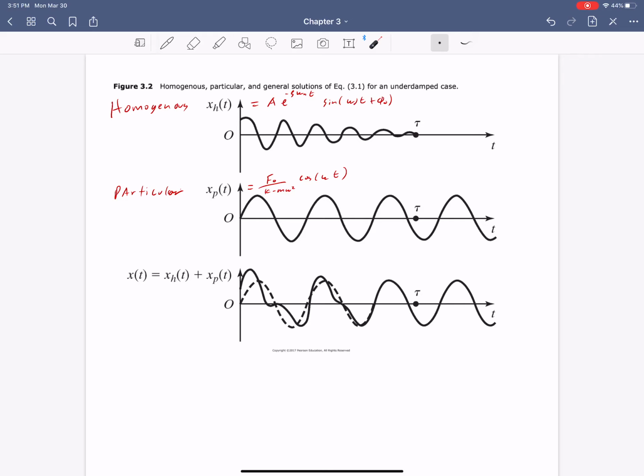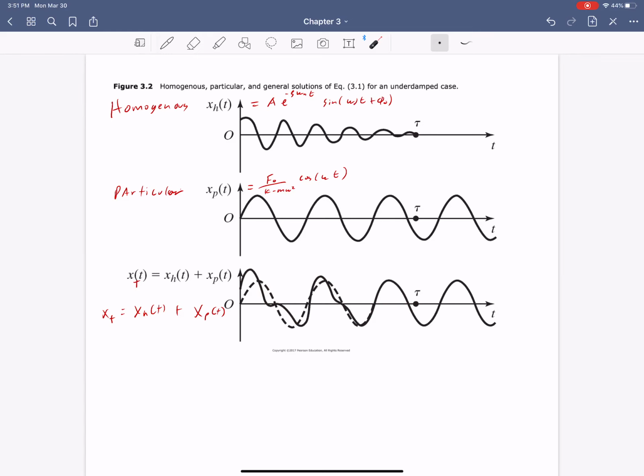Now, your actual position, your actual solution, and what's called the total solution, x of t, is equal to the homogeneous solution, x_h of t, plus the particular solution. It's the principle of superposition. And what you can see is this solution right here in dashed added on top of the homogeneous solution, and then that's your solution.